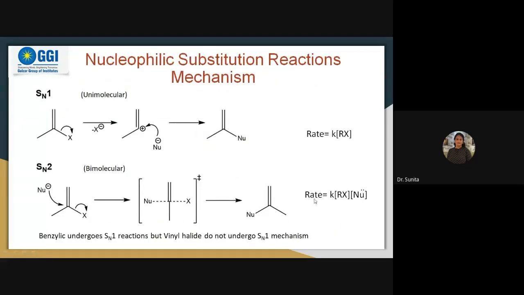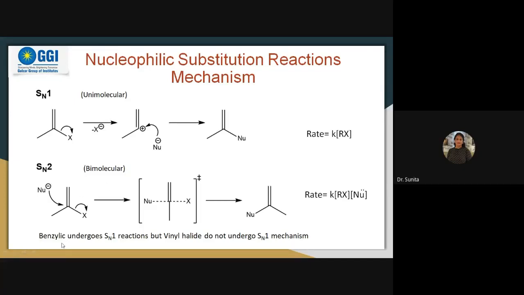So the rate of the reaction is dependent on the concentration of two species. In the case of the SN2 mechanism, nucleophilic substitution reactions follow second order kinetics. The rate of the reaction is dependent on the concentration of two species, written over here. This is for the rate equation. You can see it is dependent on the concentration of two species: one is the nucleophile, another is your substrate.